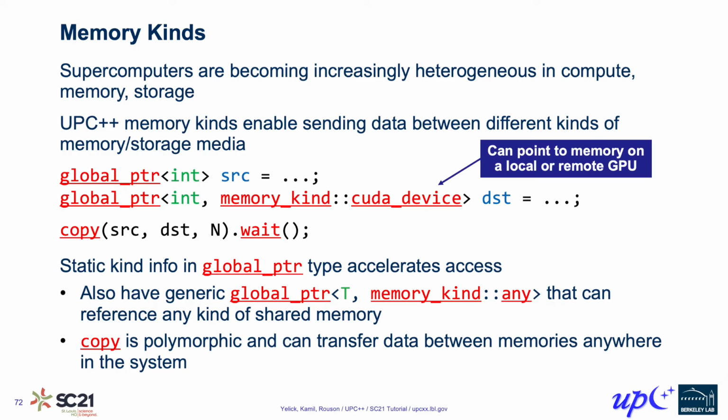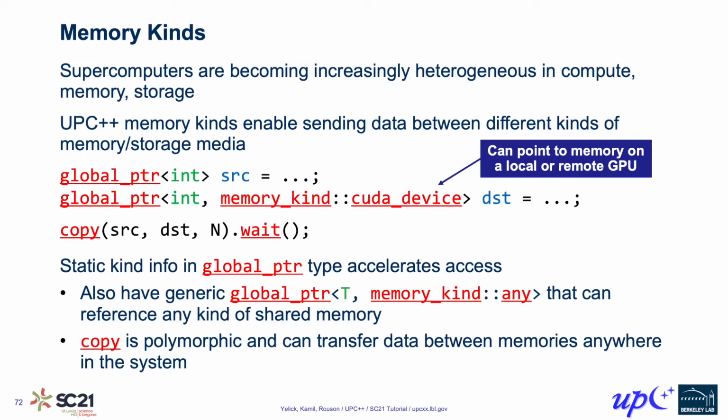One final feature that I'd like to highlight in UPC++ is the ability to copy between device and host memory, and in fact any combination of local or remote, host or device. This is useful for machines with GPUs or other accelerators. Currently we support CUDA GPUs, with plans for other devices in future releases.